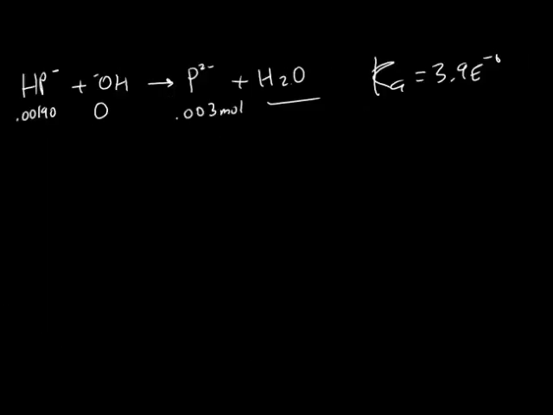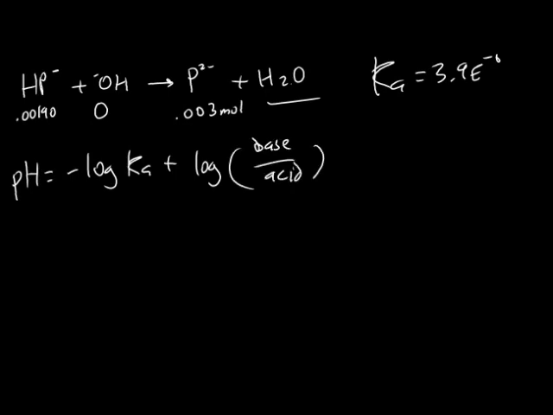Now recall that our buffer equation says that pH is equal to negative log of the Ka plus log of the base divided by the acid. We have the Ka because that was given to us in the problem. It is 3.9 E negative 6. We'll place that in the Ka position.